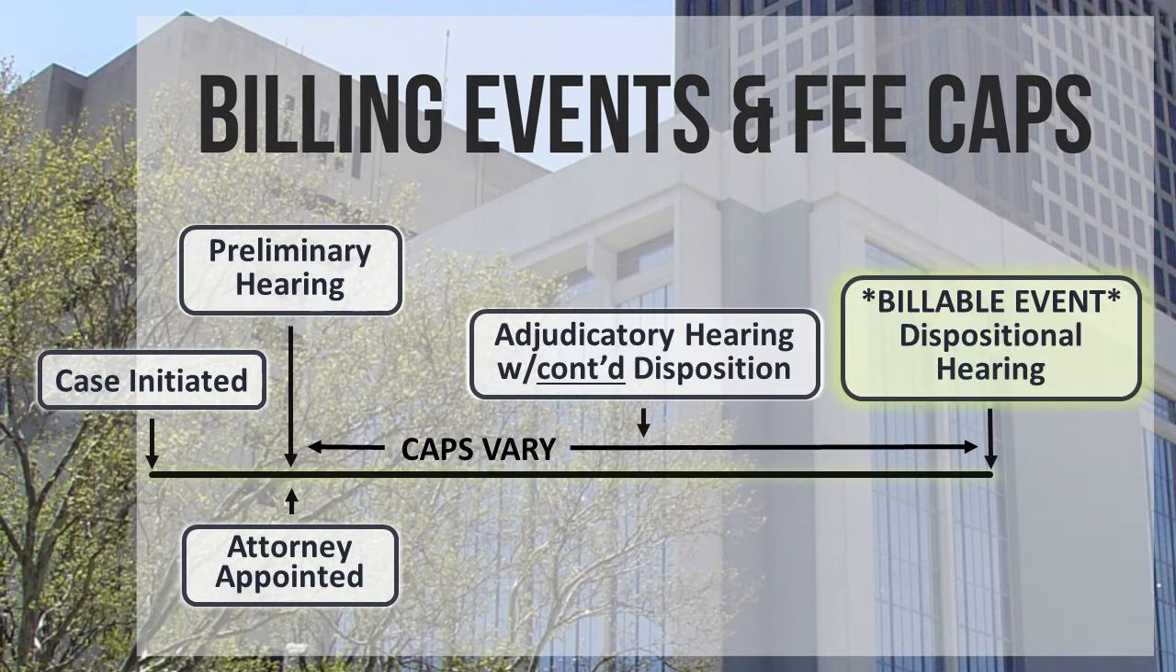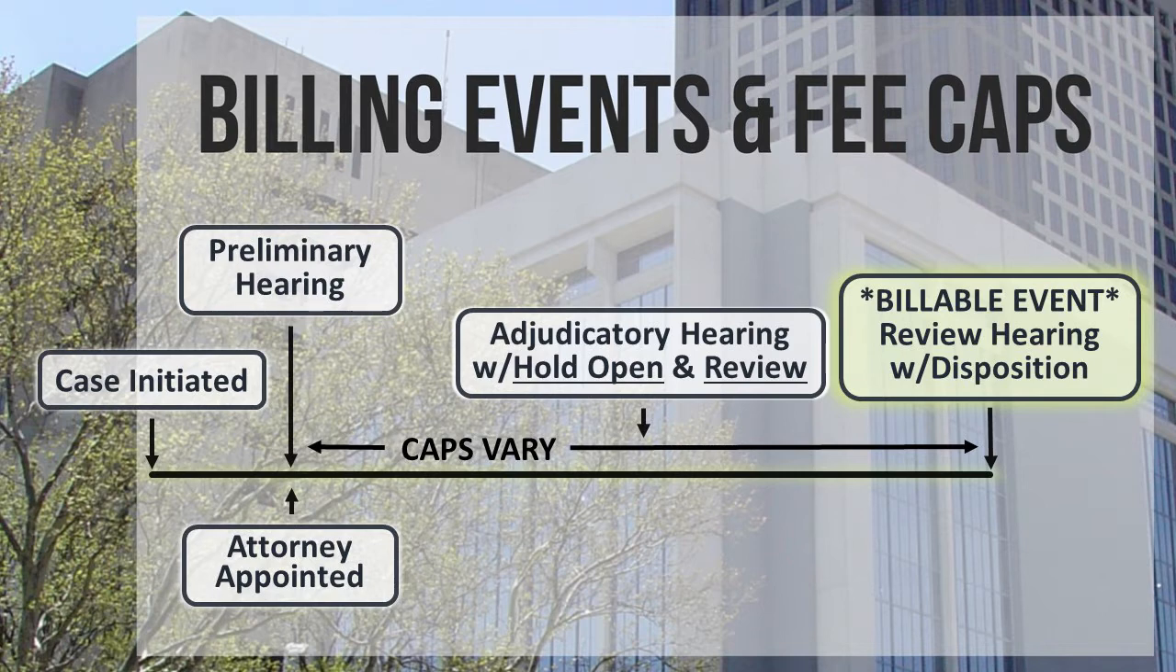In our second example, Mr. Doe is found guilty, but the case is continued for disposition. At the dispositional hearing, Mr. Doe is placed on probation and no further court dates are set. Therefore, final disposition occurred at the dispositional hearing.